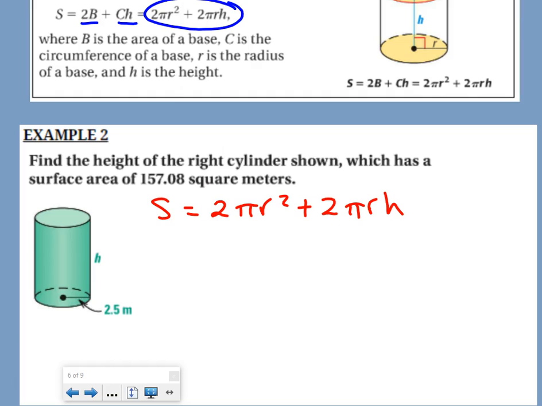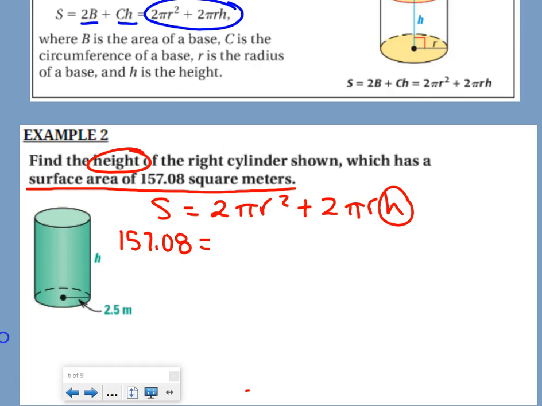So in example 2, we're looking for the height. So we want to figure out what this h is of the right cylinder shown, which has a surface area of 157.08 square meters. So we can plug in 157.08 for our surface area equals 2 pi r. Now if we look at our diagram, we are given our radius, which is 2.5, plus 2 pi r is 2.5 times h.